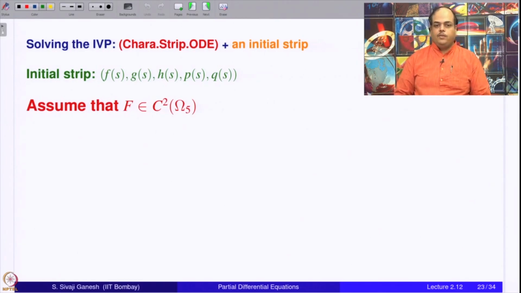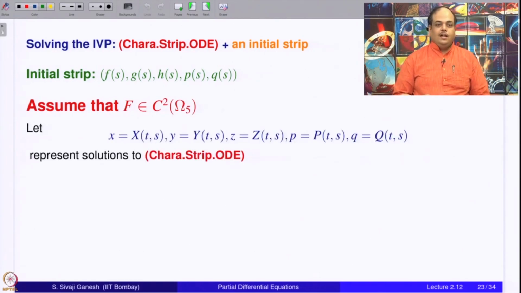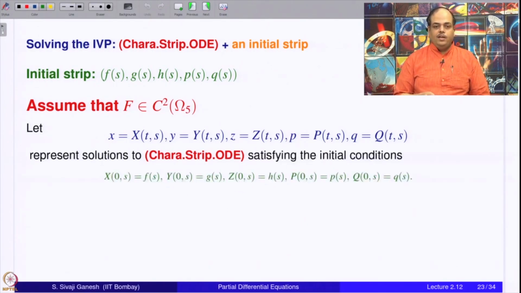So, here we assume that f is C2, and so let this represent solutions to the characteristic strip ODE satisfying the initial conditions. For x, y, z it is f(s), g(s), h(s). For p and q it is small p and small q, functions of s, which we have determined in step 2, that is the initial strip.